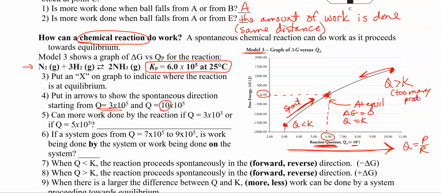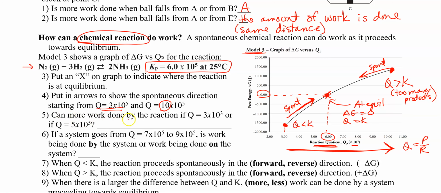And so the reaction is going to proceed towards reactants, and you're going to go in the left-hand direction, which would be spontaneous in that left-hand direction, right? And it would go to the left. So you always want to get to equilibrium.